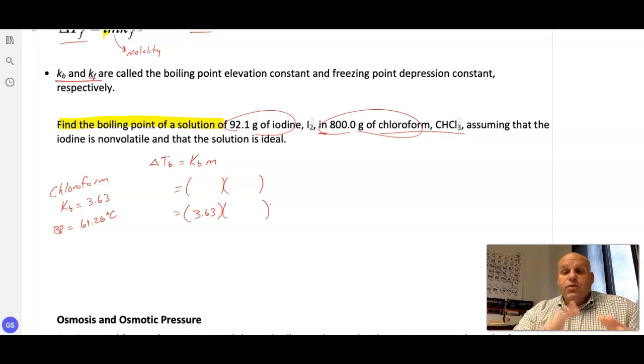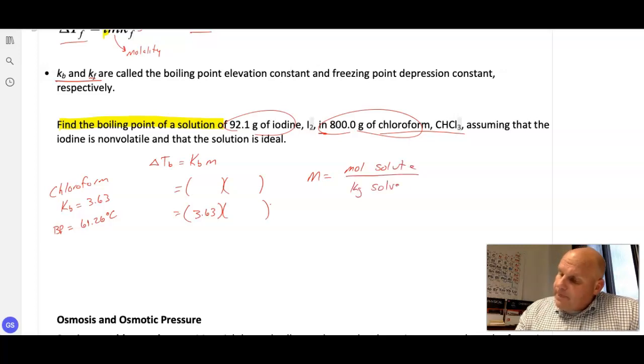Now, this is where sometimes students get a little lost, right? Because they've given me 2 gram values, one of which I have to convert to moles because it's the solute, the thing being dissolved. The other I need to convert to kilograms because it's the solvent. So if you remember, molality equals moles of solute over kilograms of solvent. Okay. Typically, the larger one is the solvent. We know water is the universal solvent.